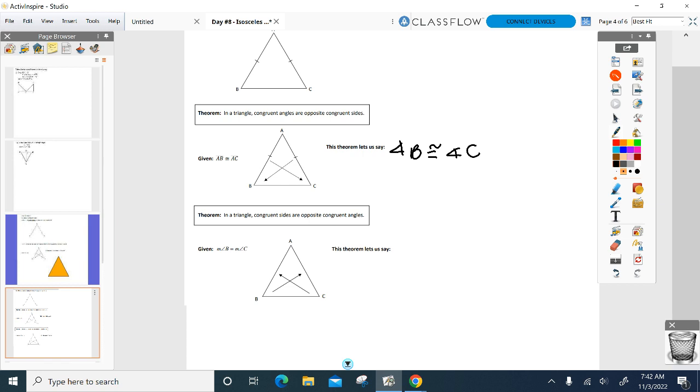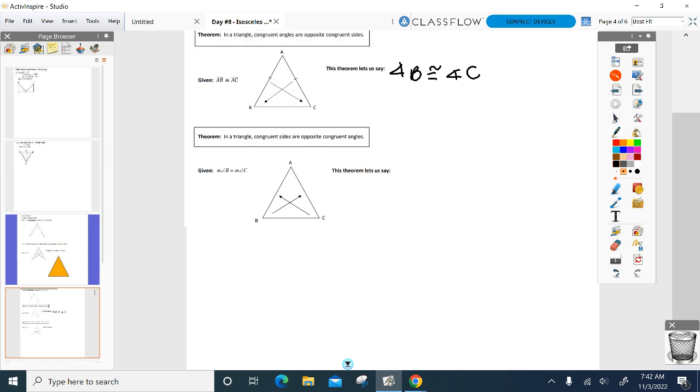Okay, so you always look across from the congruent sides and you have congruent angles. And the reverse is true as well. If I give you in a triangle two angles are congruent, the sides across. So if I give you angle B is congruent to angle C in the same triangle, look across, those sides, AB and AC, will be equal. So it works both ways.